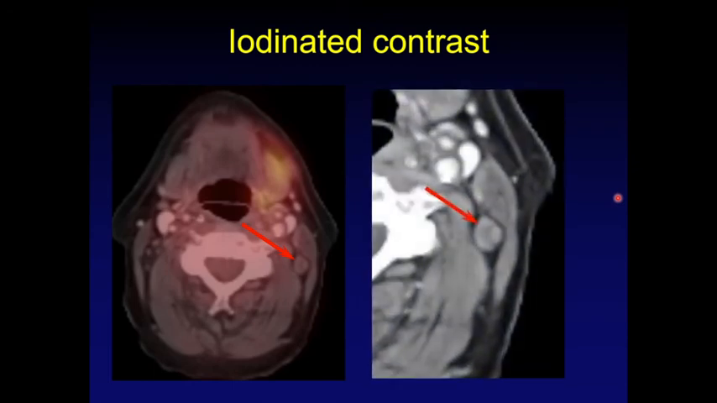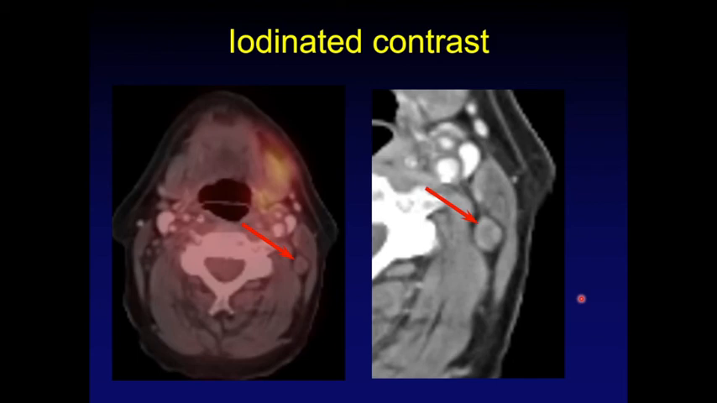Let me just blow that up and we can get a better look at it. When you look at it on the CT, there's clear mural nodularity and enhancement in this. There's a necrotic center. This is a necrotic metastasis. It's got no increased FDG avidity, but it is still abnormal.